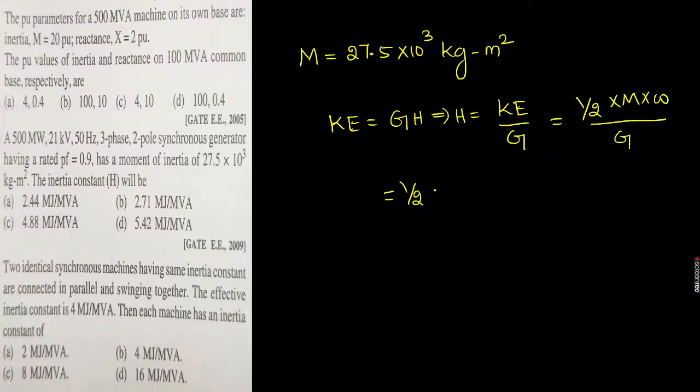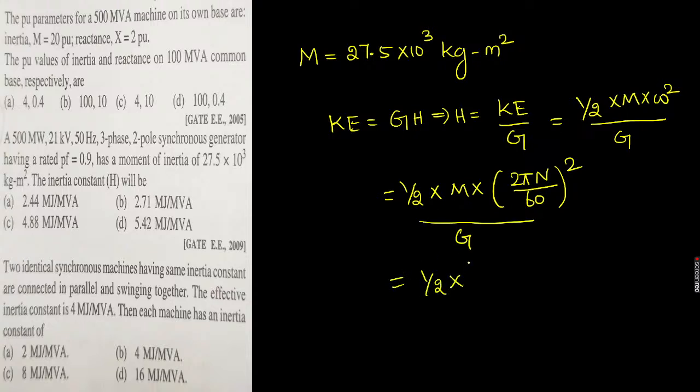So let us write. I am just substituting the given data. How do we write omega? Angular speed can be written as, since it is a synchronous machine, 2 pi N by 60. Right, I think that is of the form m omega square. Yes, here you will get omega square. I hope I am correct. Yes, I am correct. I am cross checking. Fine, sir. Divided by G. Now, let us substitute all the values, G that is the base MVA.